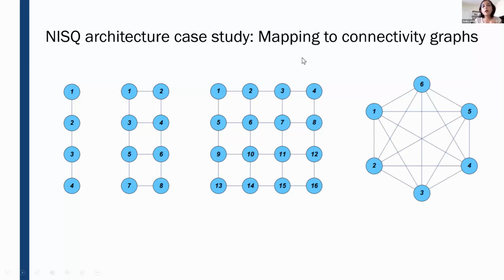And the problem I'm going to talk about is mapping a given quantum circuit to different connectivity graphs, right? So at IonQ, we have a trapped ion quantum computer, and in this quantum computer, you can do 2 qubit gates between any pair of qubits, at least up to quite a few qubits. You have all-to-all connectivity. So the connectivity graph would be represented by something like this, right?